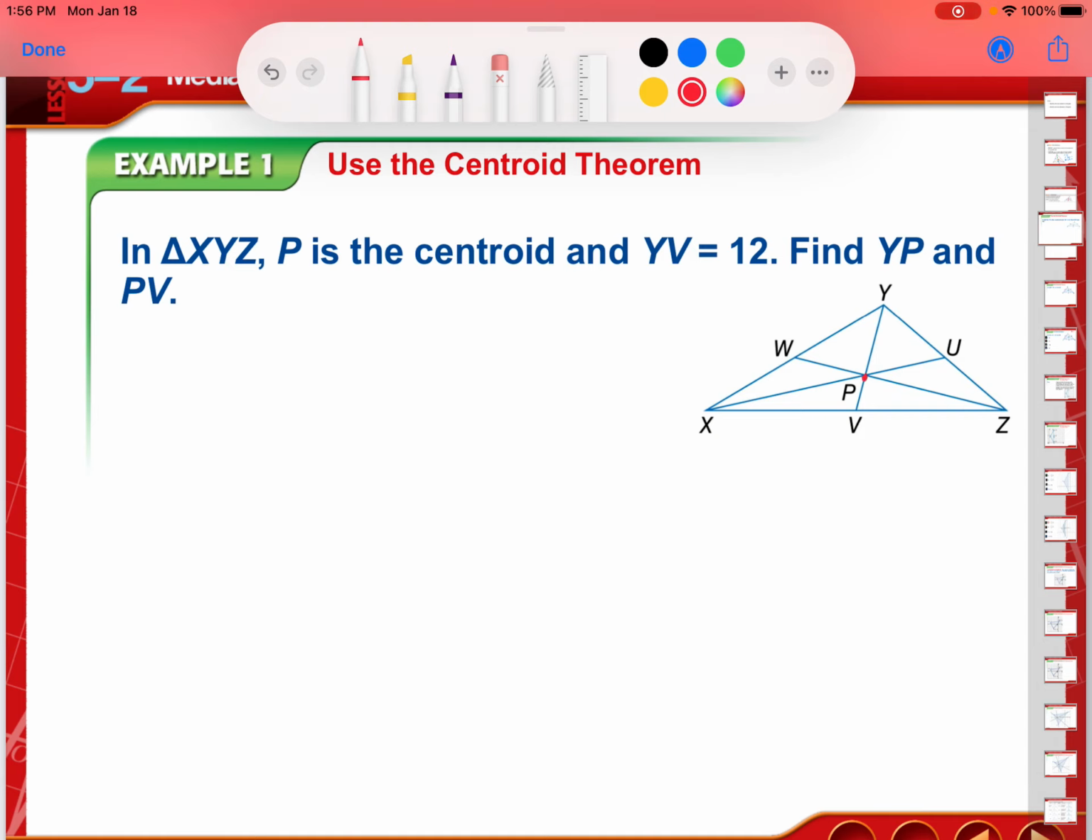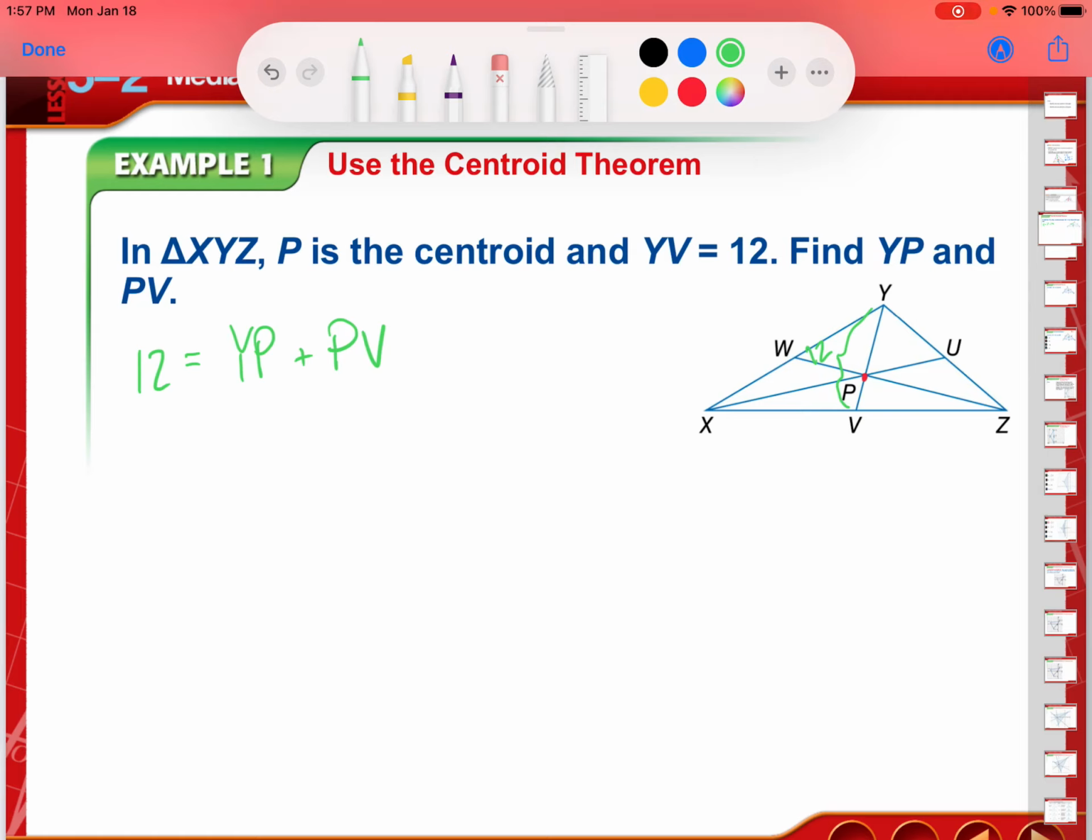So in triangle XYZ, P is the centroid. So this middle point, P, is the centroid. And YV is 12. So this whole chunk here is 12. Find YP and PV. Right away, YP is part of the whole chunk, and the whole chunk is 12. So I know 12 equals YP plus PV.